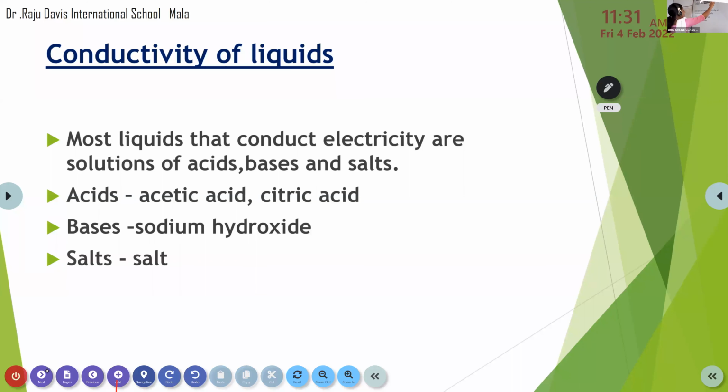So here we can say that the liquids that conduct electricity are solutions of acids, bases, and salts. Clear? If the liquid conducts electricity, it contains some acids or bases or salts. Okay, so we can take one example: vinegar. Which one is present in this vinegar? Acid, bases, or salts? Any component present in this vinegar?